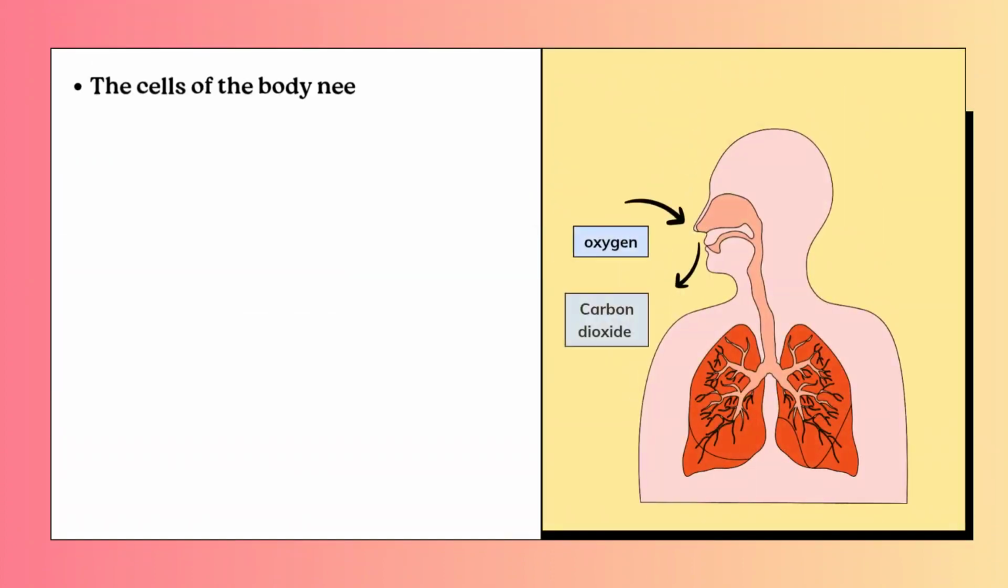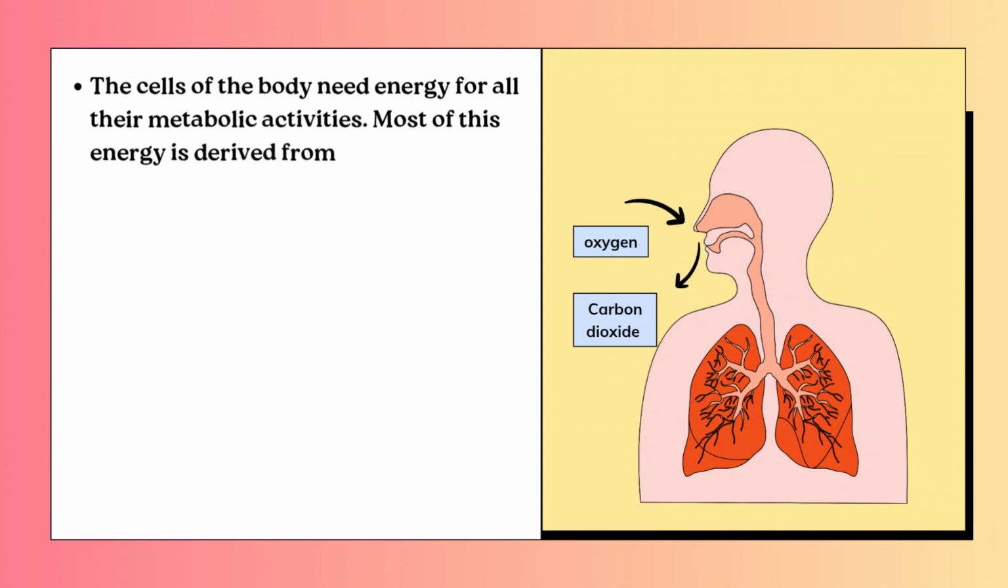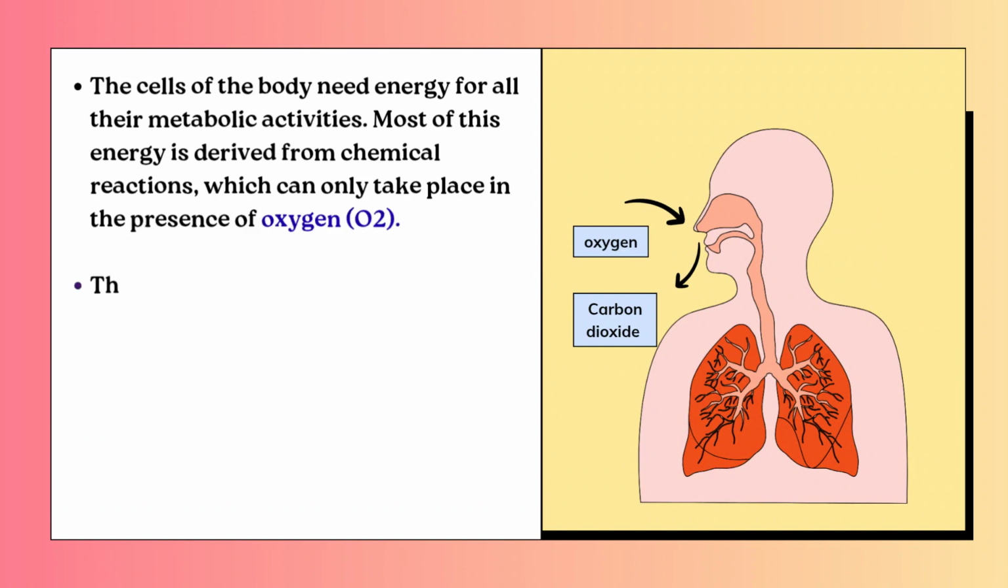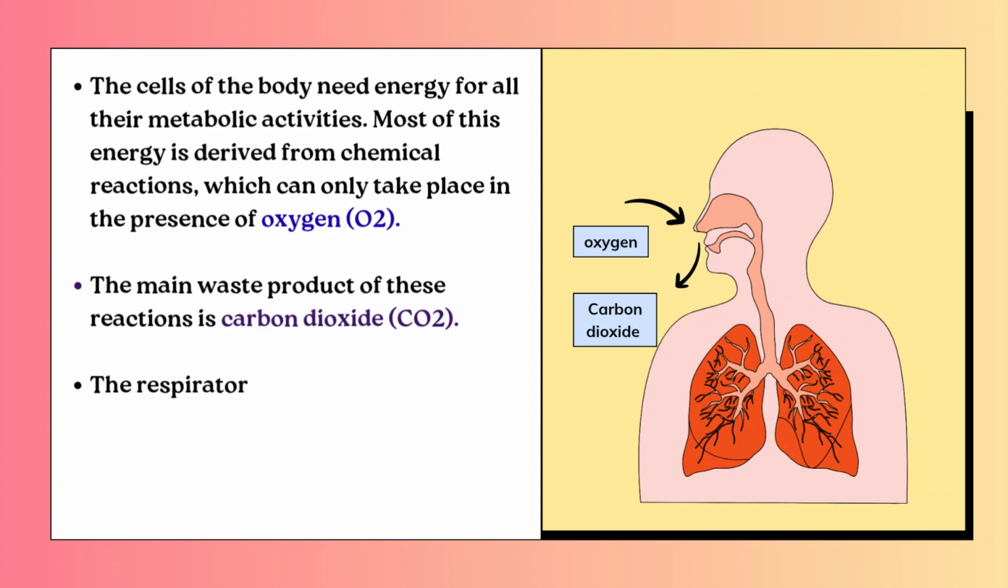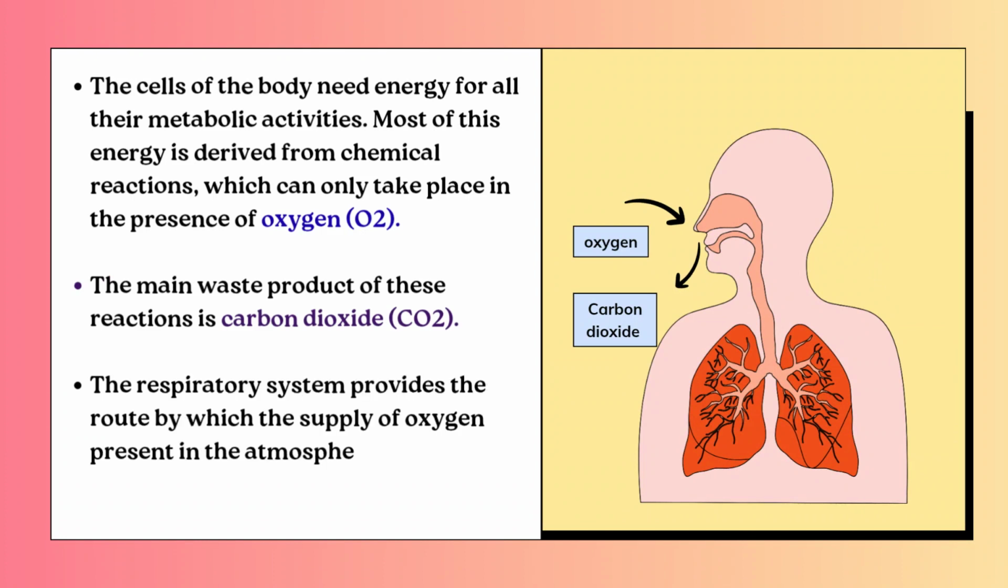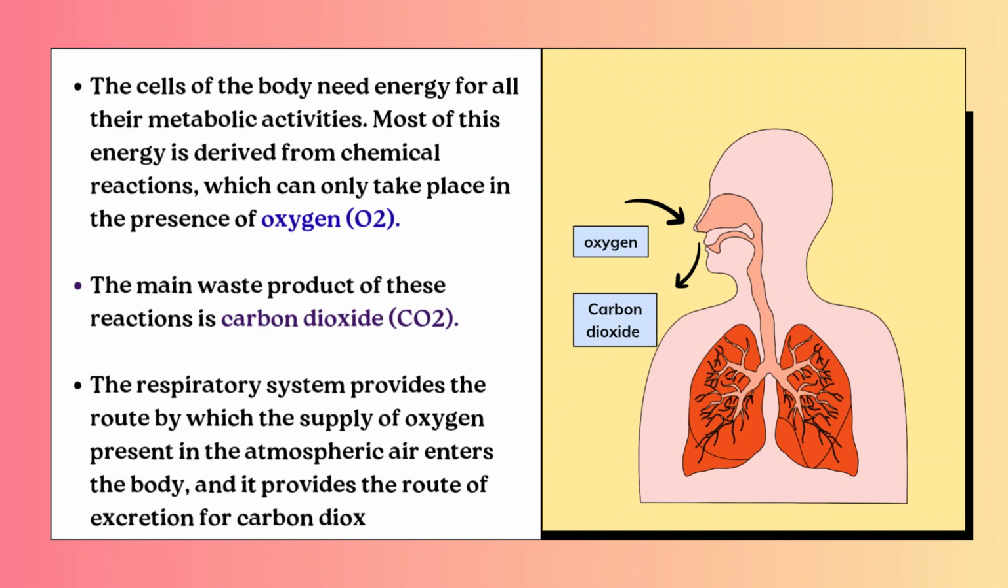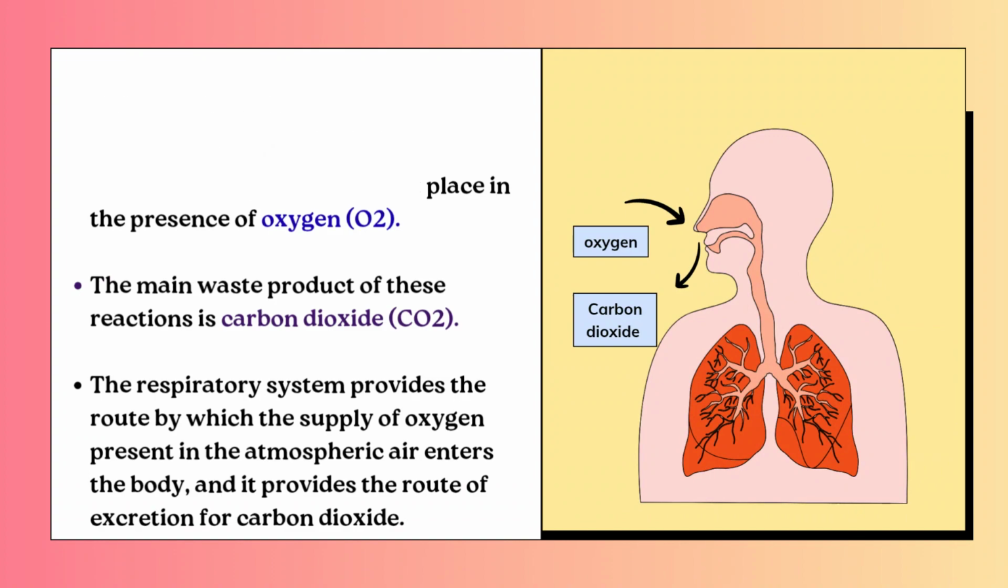The cells of the body need energy for all their metabolic activities. Most of this energy is derived from chemical reactions, which can only take place in the presence of oxygen, O2. The main waste product of these reactions is carbon dioxide, CO2. The respiratory system provides the route by which the supply of oxygen present in the atmospheric air enters the body, and it provides the route of excretion for carbon dioxide.